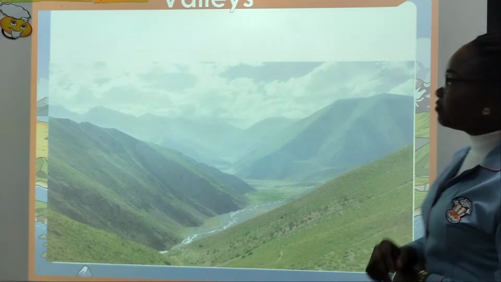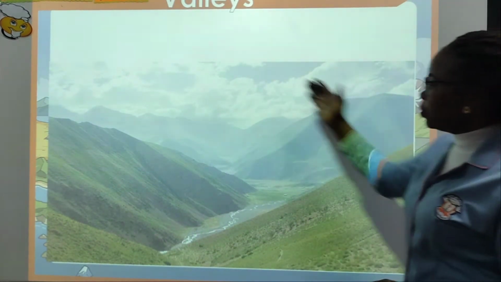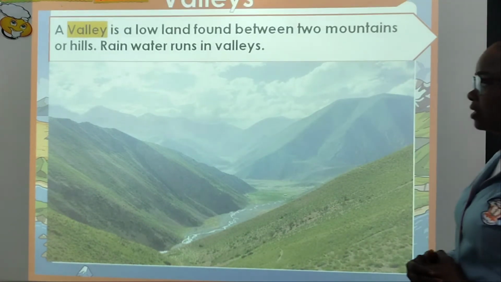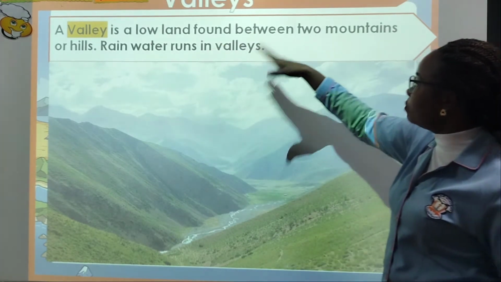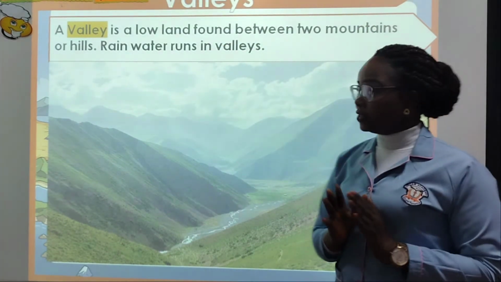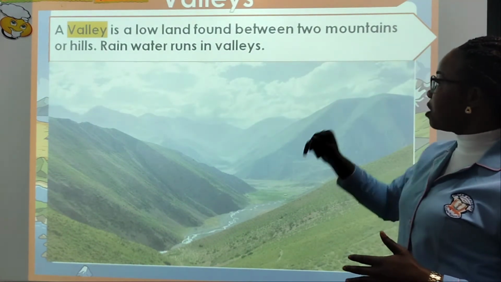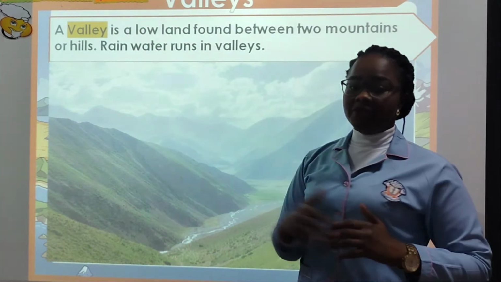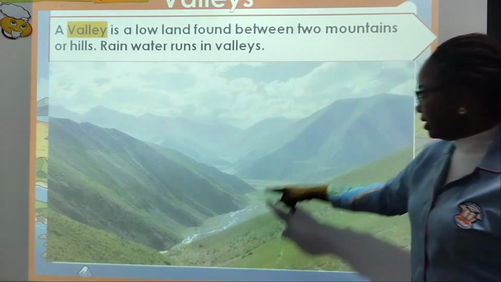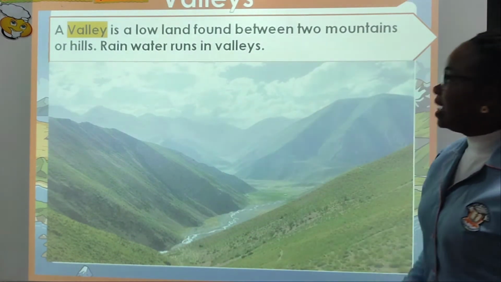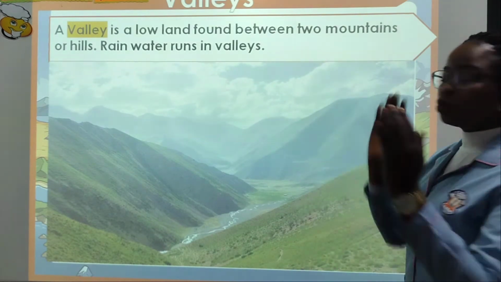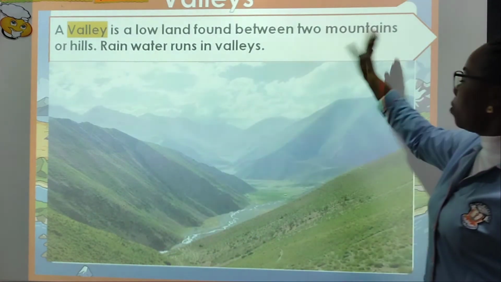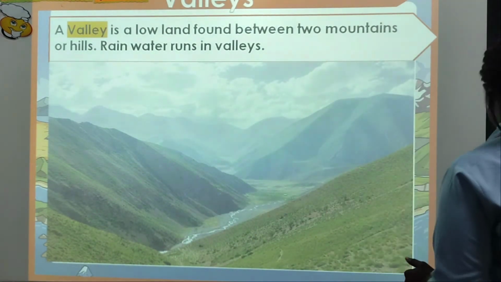Now let's take a look at the landform valleys. Can you see the picture of a valley? Now let's see the definition of a valley. A valley is a lowland found between two mountains or hills. Rainwater runs in valleys. So don't forget, a valley is a lowland found between two mountains. This is one mountain and another mountain there. Or between hills. Alright?